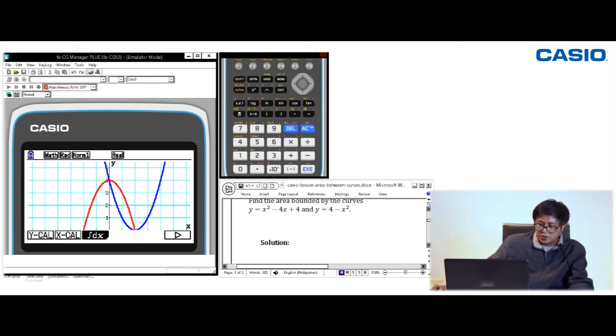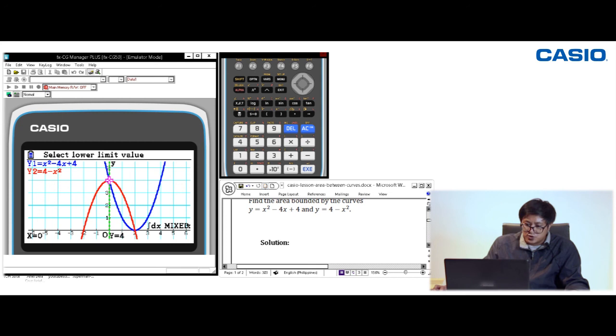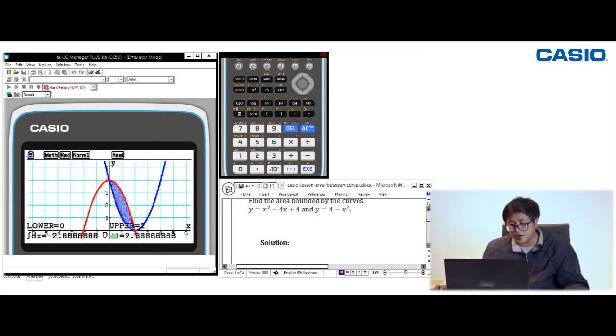See here we have integral dx. And then more options will come up, and you see here integral dx, intersection, and mix. So let's press mix and then go to the lower limit and the upper limit. You see this vertical dashed line in green here, go to 0, which is the lower limit, press EXE, and then go to the other, which is 2, then press EXE. You can see the exact area between the curves will be graphed and shaded, and the area will be shown in the bottom right corner, which is 2.666 or 8/3.